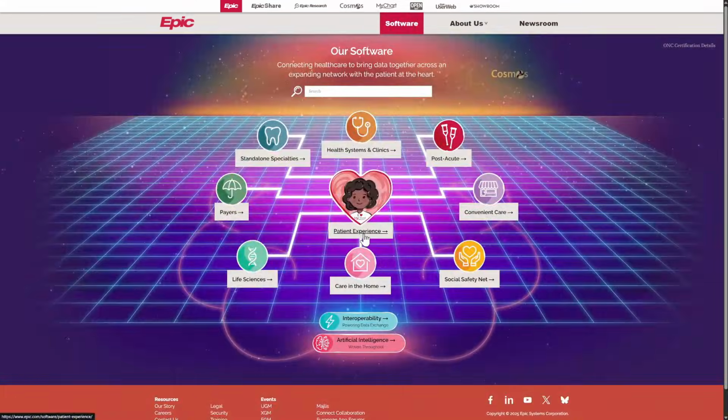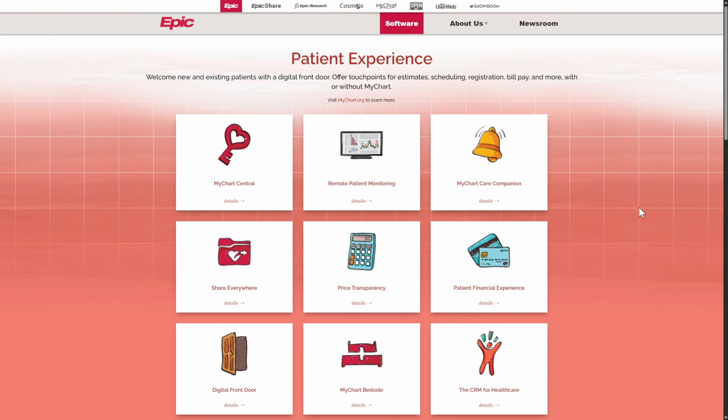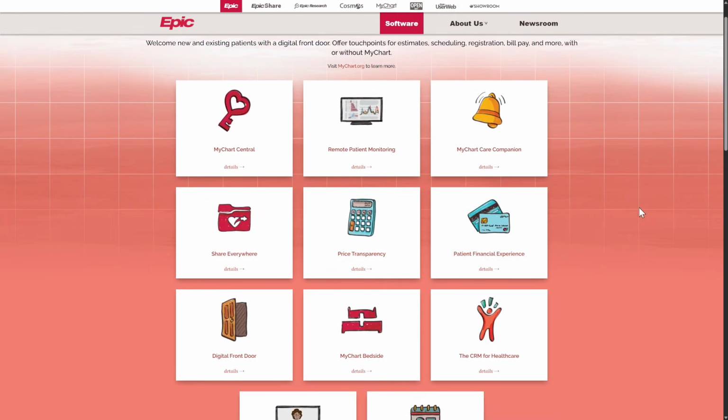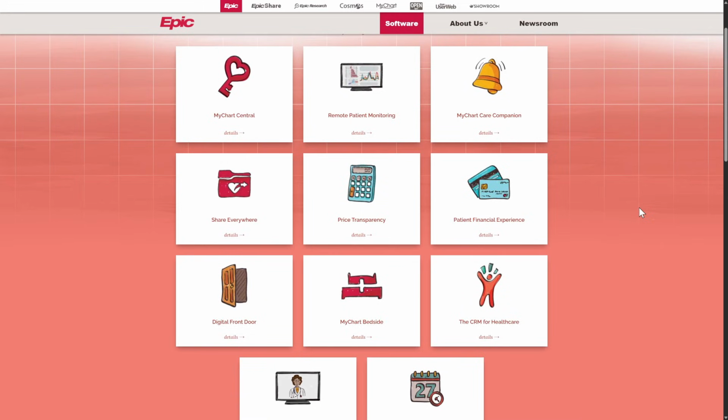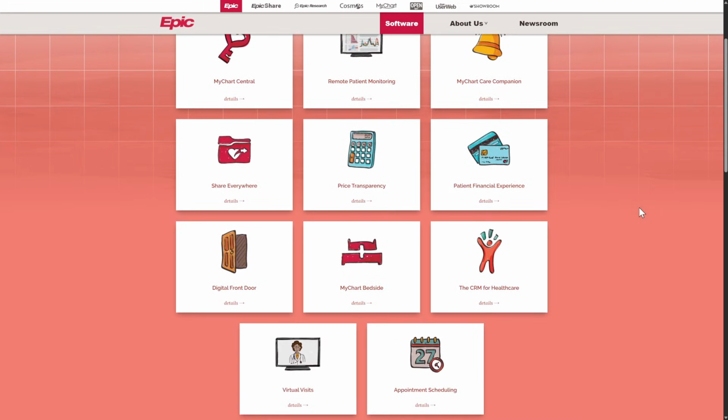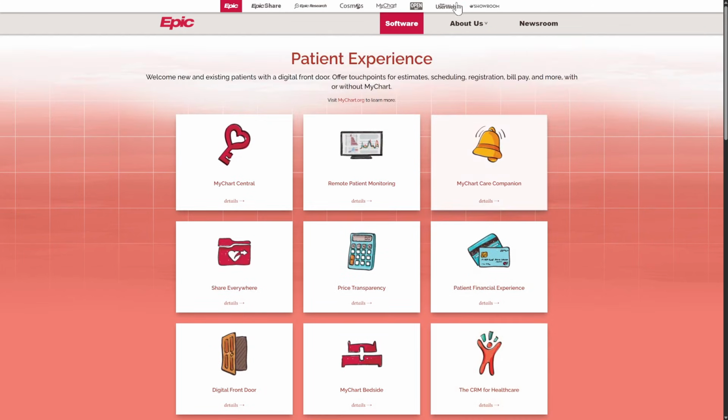Another important category is patient experience. This set of tools enhances the way patients interact with their providers. It includes features for appointment scheduling, medical messaging, medication management, and integrated dashboards. It keeps patients informed, connected, and able to participate actively in their care.